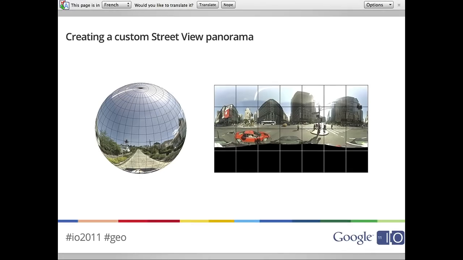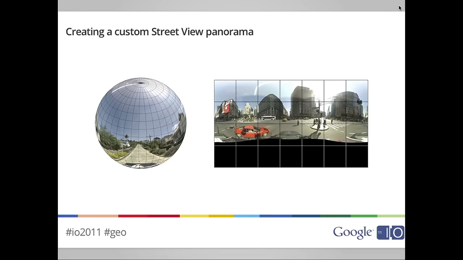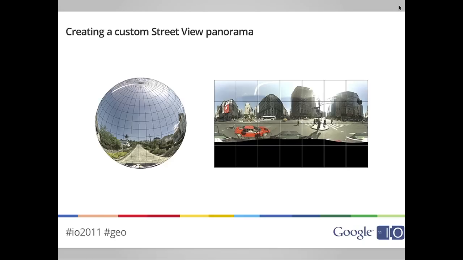So how do you make your own Street View? Street View is done pretty much the same way that Maps itself is done. It uses the exact same projection that we use, the equirectangular projection, to map from a sphere or a spheroid onto a flat surface that we can tile and represent easily with images.